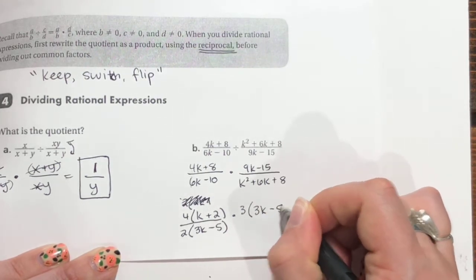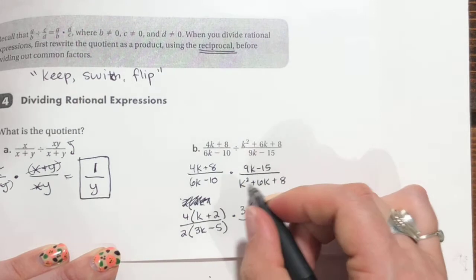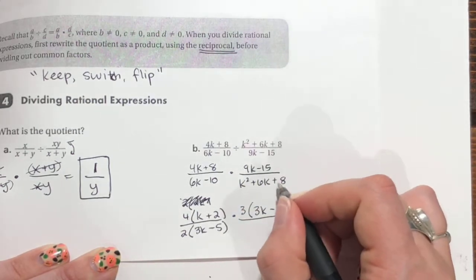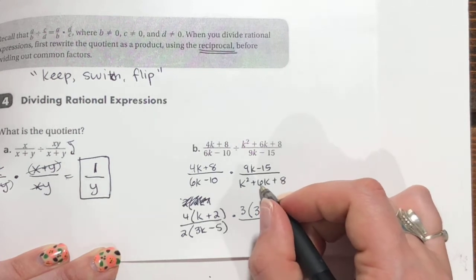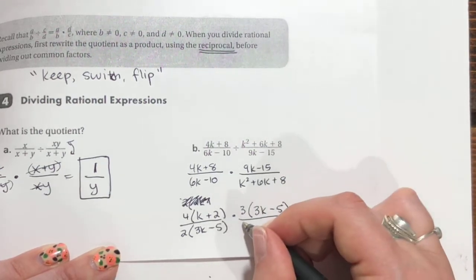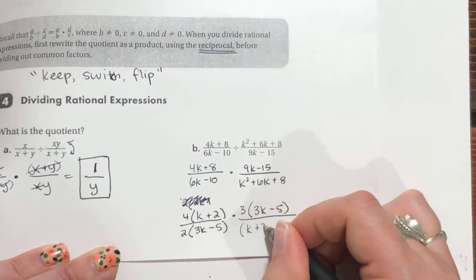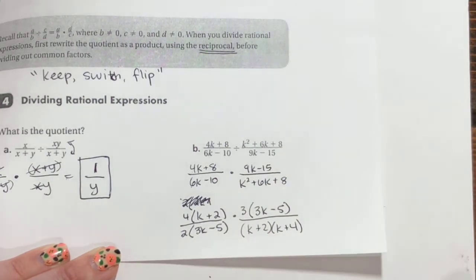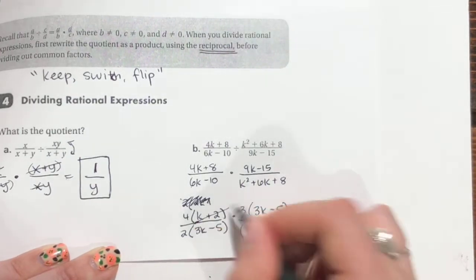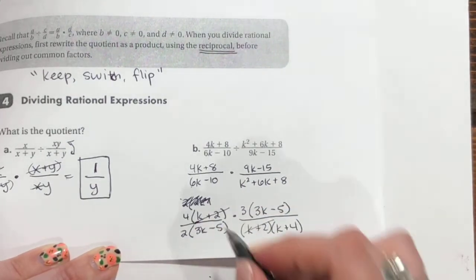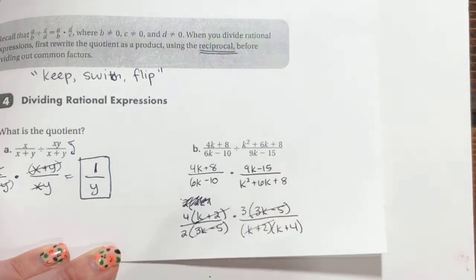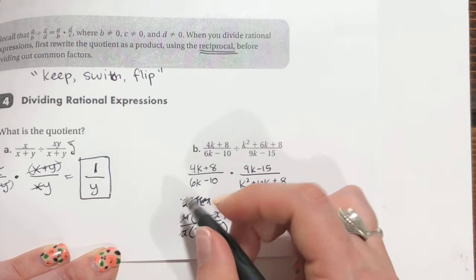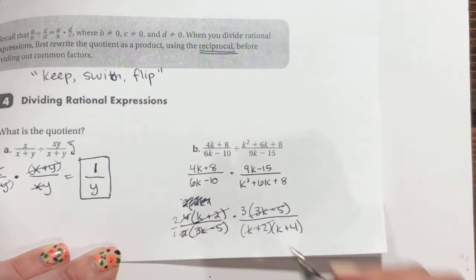And then for 9k minus 15, we can take a 3 out, and that leaves us with 3k minus 5. Then we have k squared plus 6k plus 8, which is one of our easier trinomials. We can just think what multiplies to be 8 and adds to be 6. That's going to be 2 and 4. So we're left with k plus 2 and k plus 4. Let's cancel what we can. This k plus 2 group cancels with this one, and this 3k minus 5 cancels here. And then we can also reduce the 4 halves to be 2 over 1.